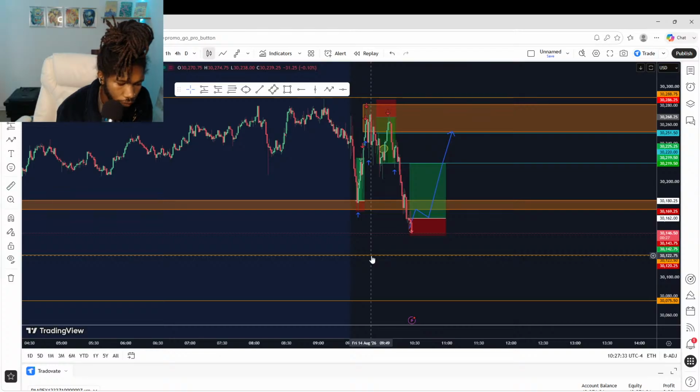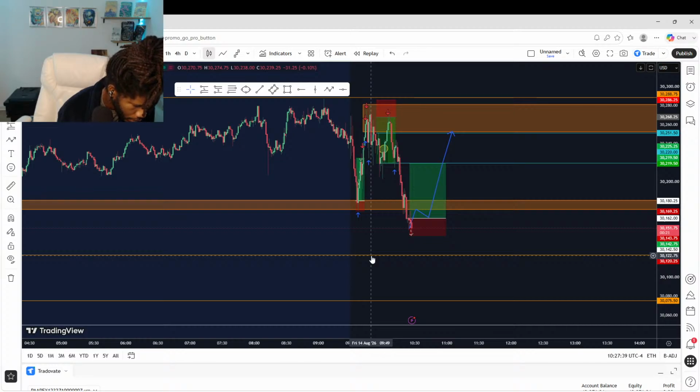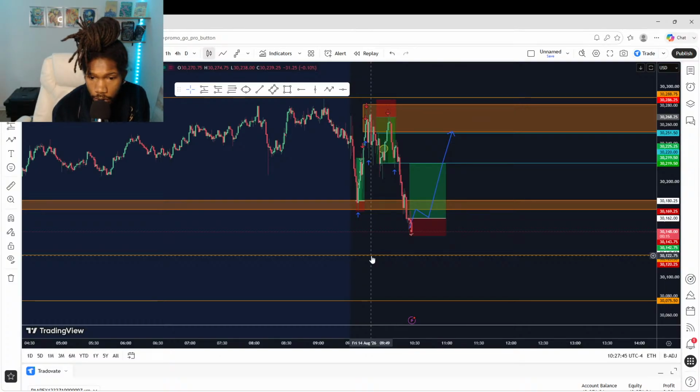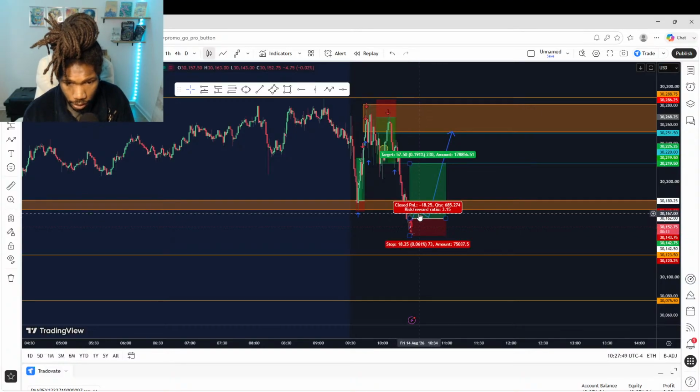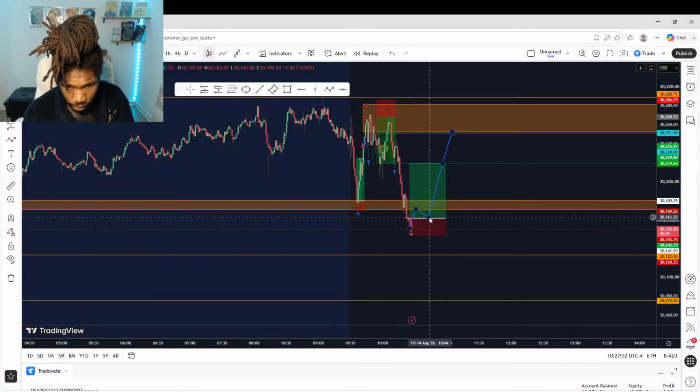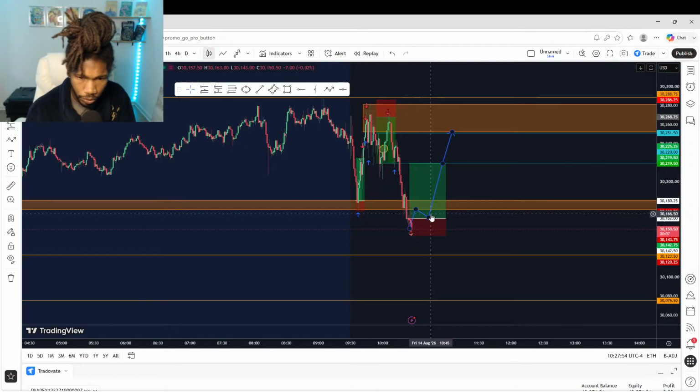And that is now invalidated. Yep, that last little push down invalidated this move. I'm not going to chase the market. I'm not going to force anything. That could be a stop point. I'm still anticipating price to break this level, close, retrace to this level, and then push up.